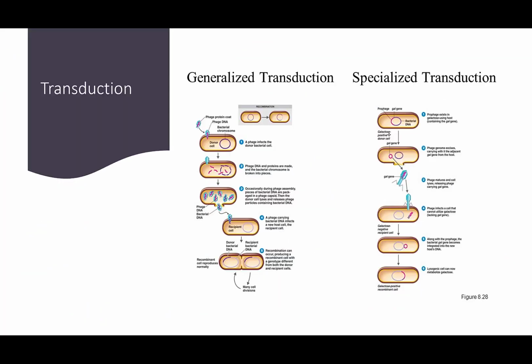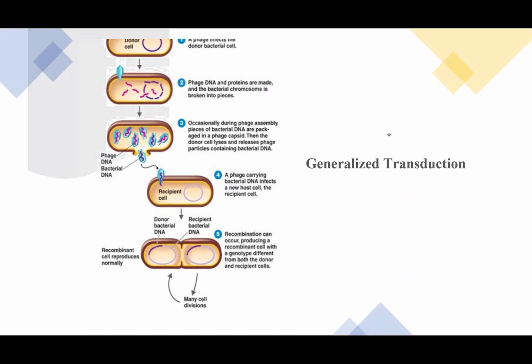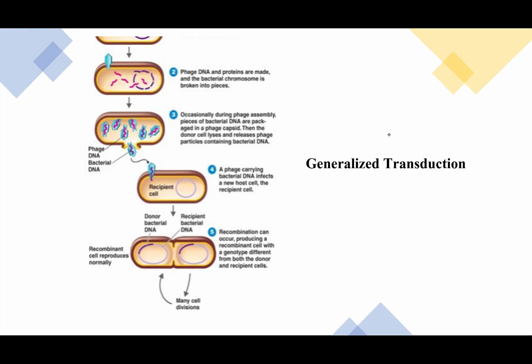The other form of horizontal gene transfer is that of transduction. Now recall that viruses that infect bacteria, such as these bacteriophage, also have the ability to move short pieces of chromosomal DNA from one bacterial host cell to another in this process of transduction. Now we have generalized transduction and specialized transduction.